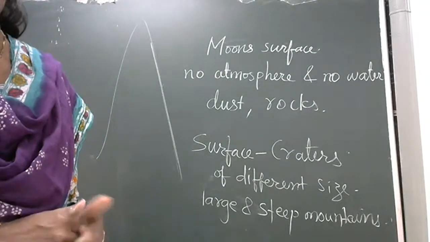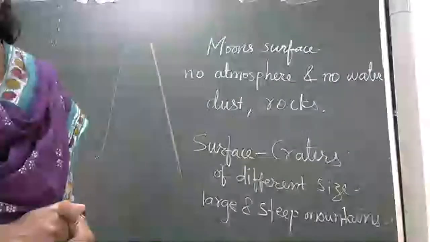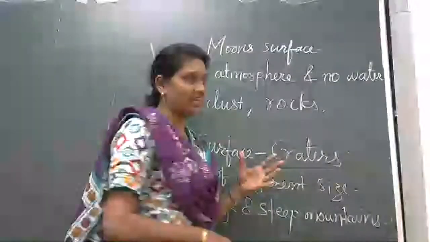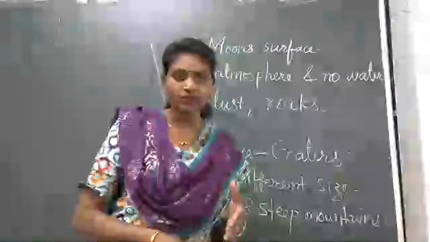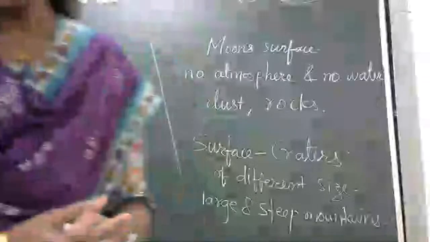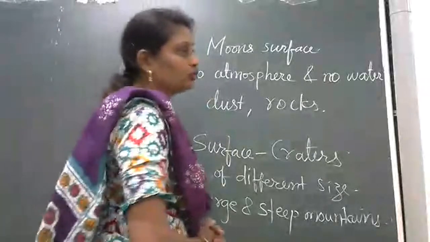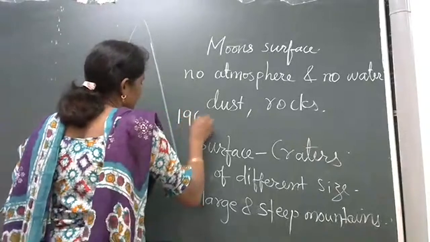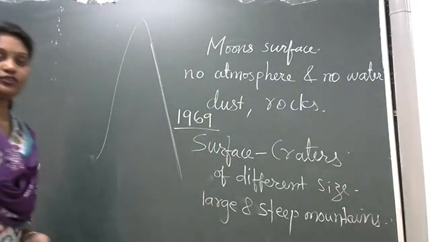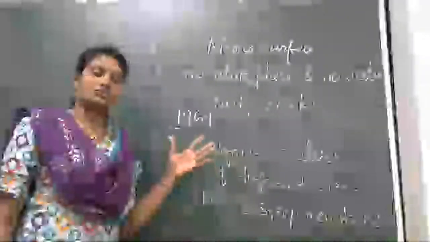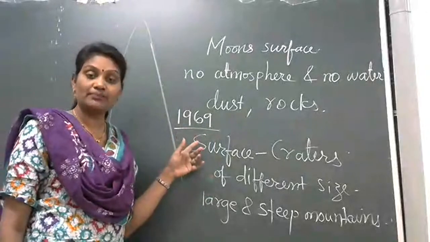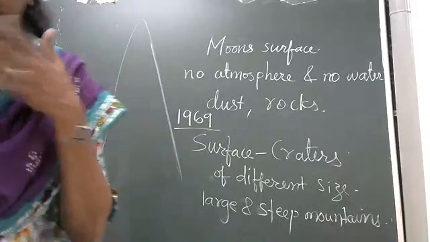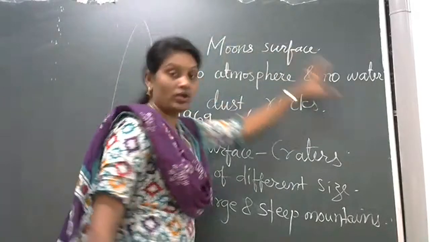Students, you know that on July 21, 1969, the American astronaut Neil Armstrong landed on the moon for the first time. He was followed by Edwin Aldrin. So the first man to land on the moon was Neil Armstrong, in 1969. The first one was Neil Armstrong and the second one was Edwin Aldrin.